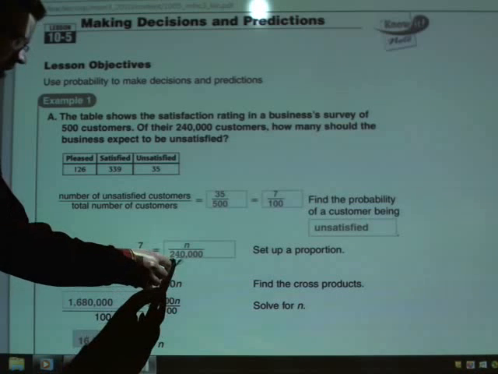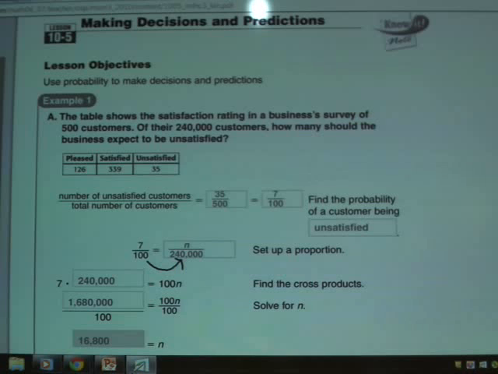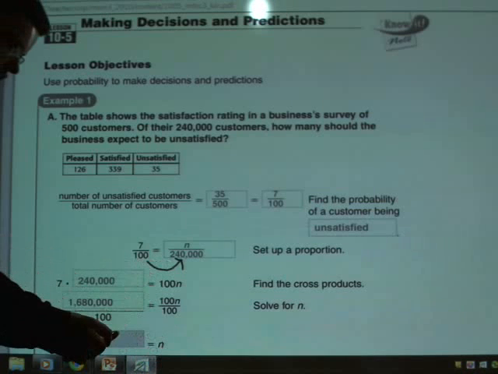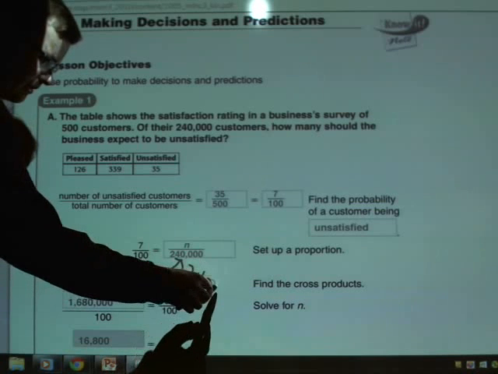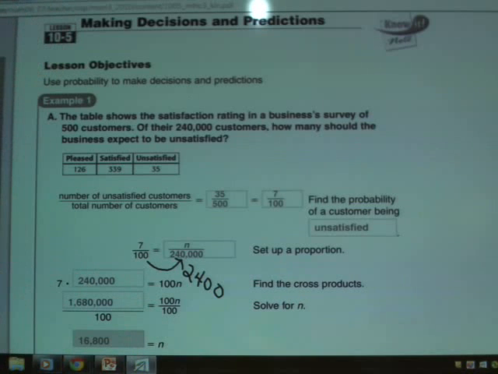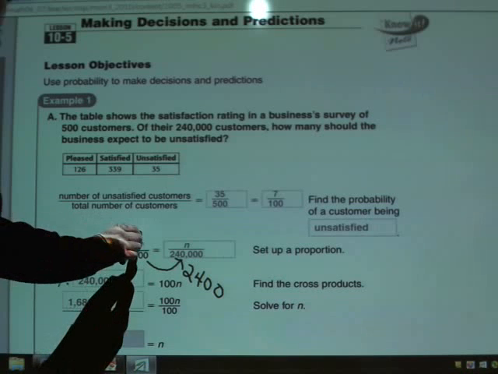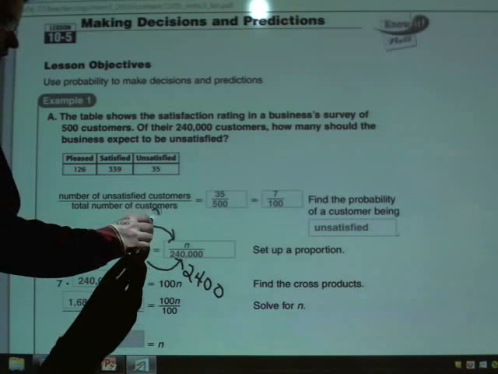To go from 100 to 240,000, we'd be multiplying by 2,400. So I could now go into my numerator and multiply the top by 2,400 as well.